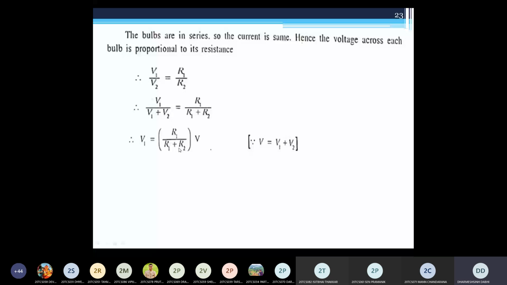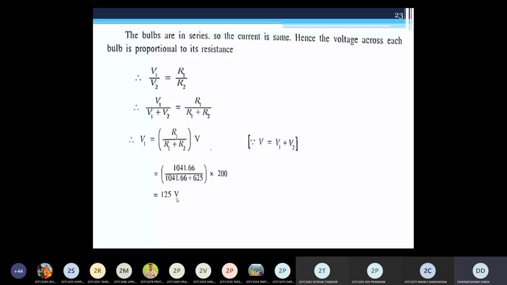V is V1 plus V2. The voltage across these two bulbs is 200, given already. R1 we know is 1041.6, R2 we know is 625. So the voltage across the first bulb V1 is 125. This is another way I can calculate this example.